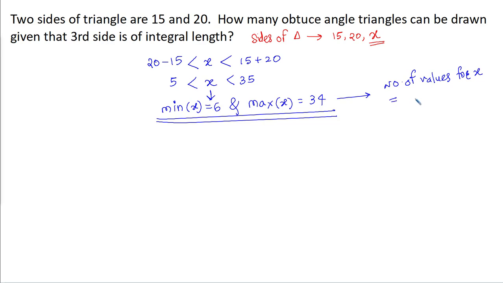Okay, so 6 to 34 counting is how much? 34 minus 6 plus 1. That is going to be 29. Okay everyone, so total how many different values are there for x? Total 29 different values x can take.